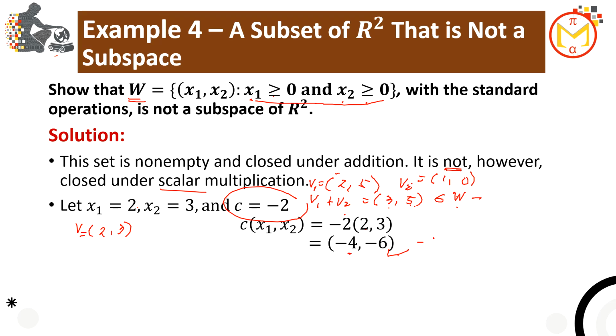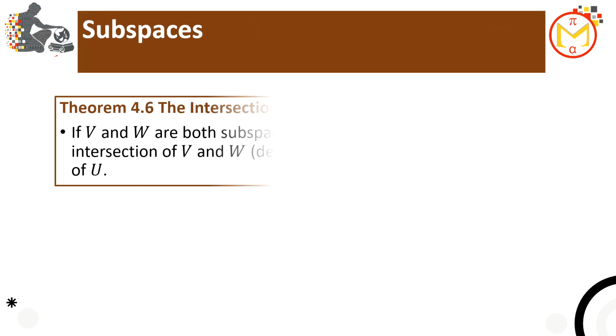According to the theorem, both properties, addition and scalar multiplication, must hold to say that it belongs to a subspace. All right, so the result is not a subspace of R squared.